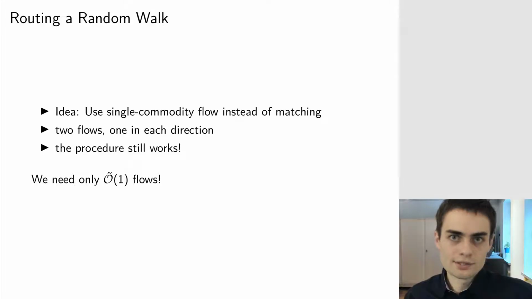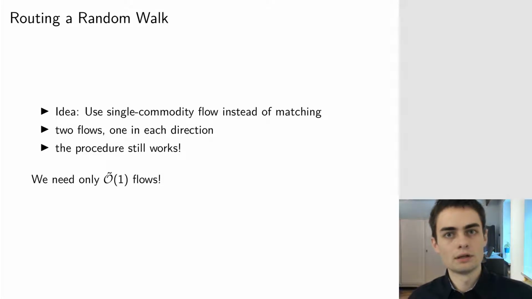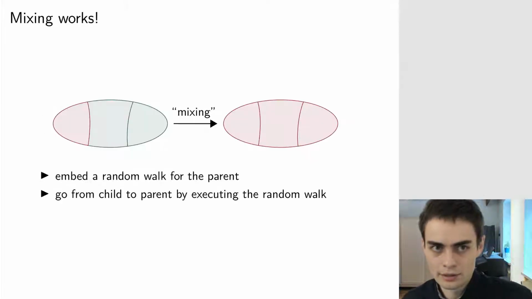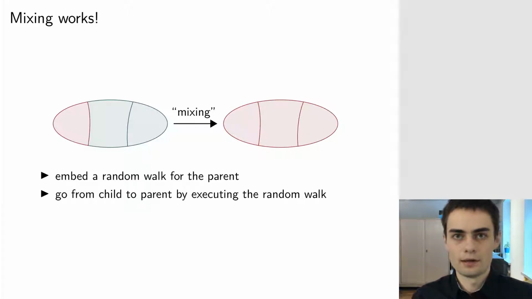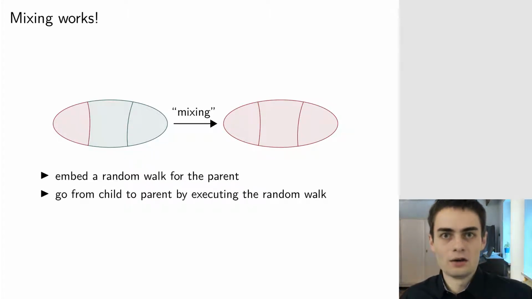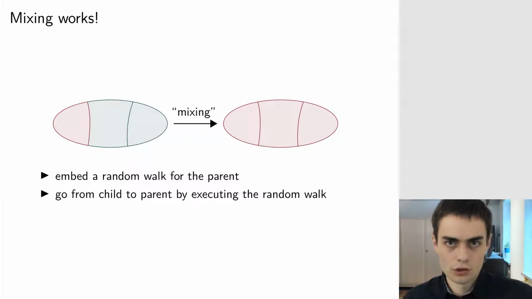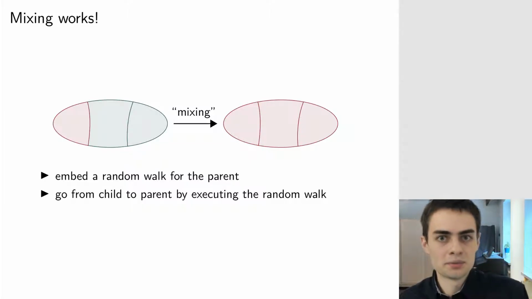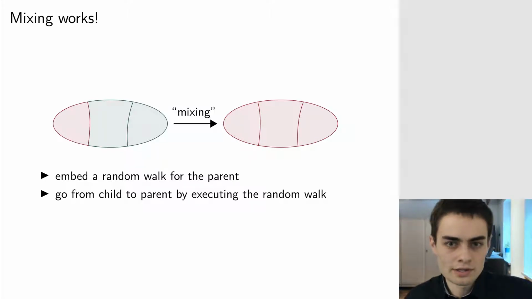The important part is that if you do this with single commodity flows, the procedure of cut matching games still works. So we still get a random walk out of it. And we only need to implement a polylogarithmic number of flows, because that's the number of rounds in the cut matching game. So now that we have a random walk, we can do the mixing operation. So we embed this random walk once for the parent cluster, so only once. And then if we want to execute the mixing operation, we simply send the packet on the random walk, and then it ends up randomly distributed in the parent cluster. All right, so that's the mixing operation.